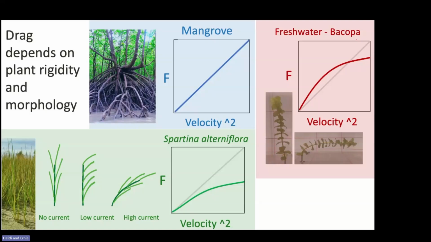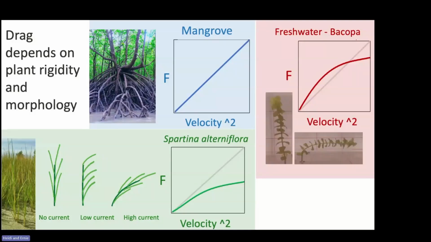It's interesting to note that for some morphology, the drag actually increases with reconfiguration. Here is an example of a freshwater plant called Bacopa, which has stiff leaves and a flexible stem. When it's exposed to current, the stem bends, but the leaves do not, so that as a result, the drag increases faster than quadratic, shown with the red curve.